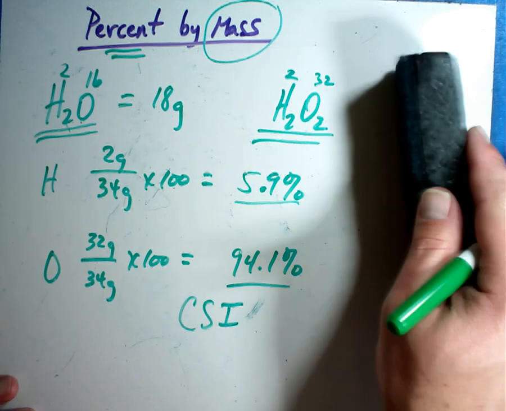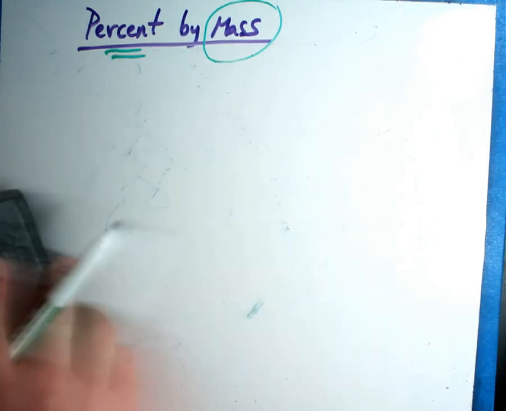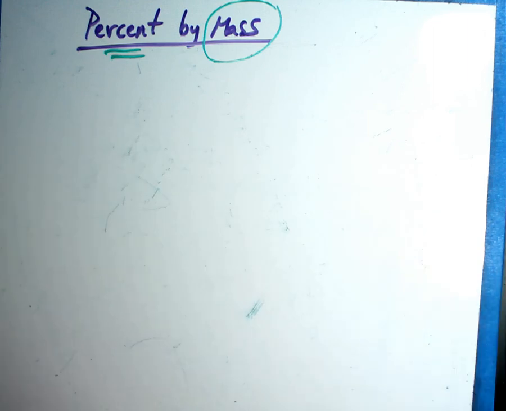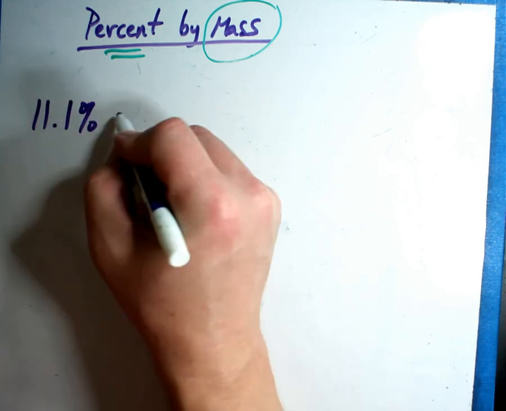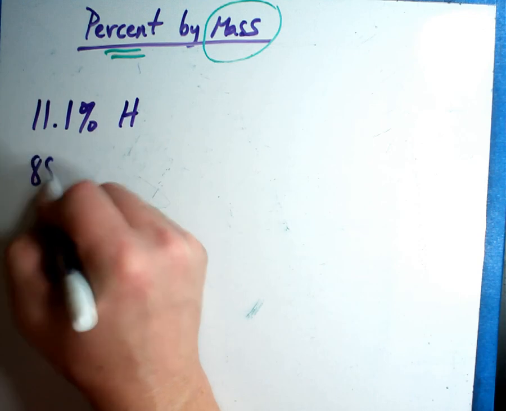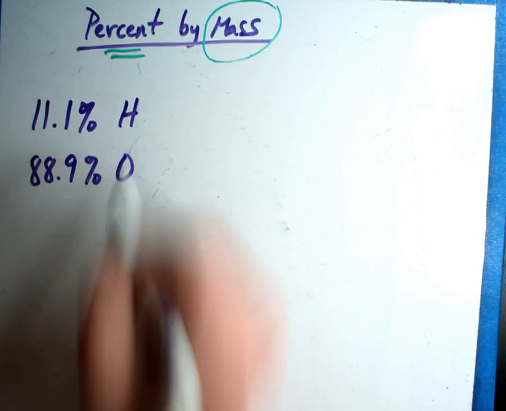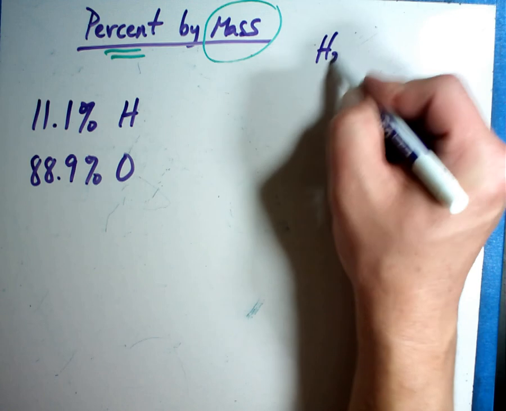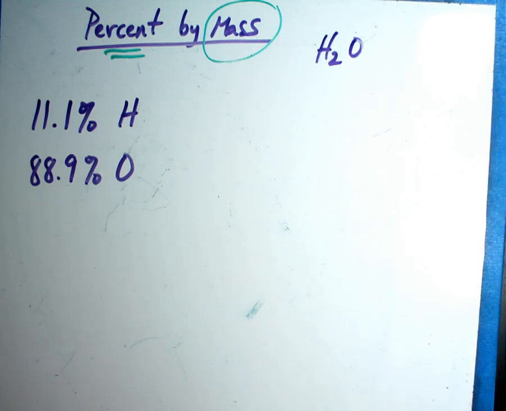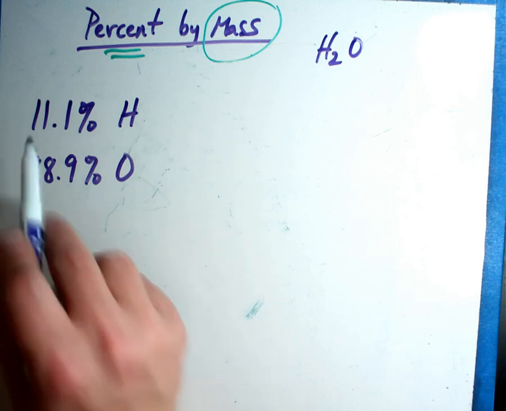So what I'm going to do next is take the percent by mass, and we're going to see if we can get the answer back. Now see if you can follow along with this. Watch very carefully. Let's say we had an unknown compound that was 11.1% hydrogen and 88.9% oxygen. So we found this at a crime scene. We sent it to the lab, and this is the result that came back. What I'm going to try to do is get H2O back. So we're going to take this percentage and try to get that formula. Watch very carefully how I do this math.